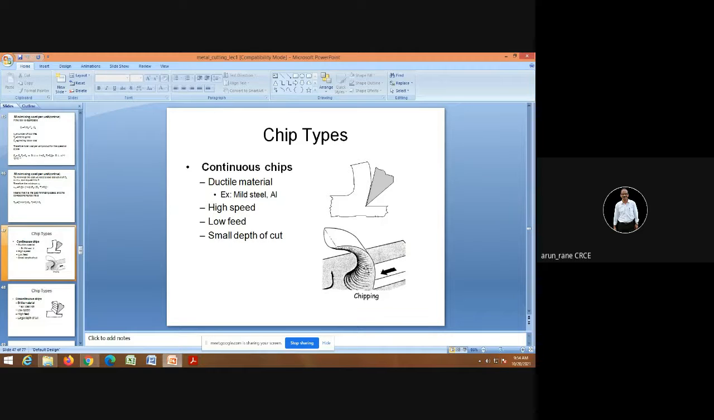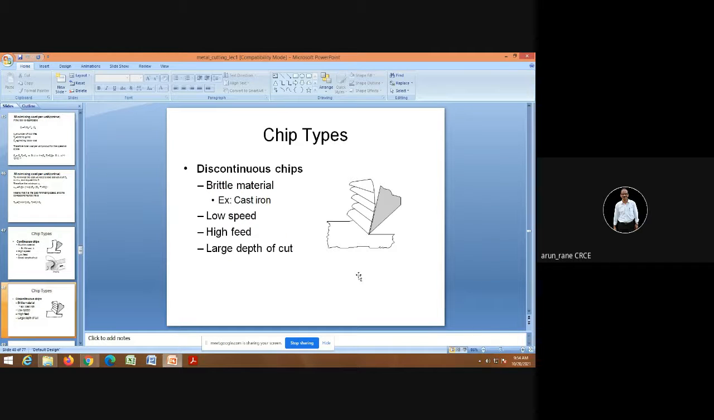So you have continuous chips. Continuous chips are always dangerous. The chips should be discontinuous. See, this is a tool, this is a workpiece, and these are the chips. So chips should be discontinuous. It should not be a continuous, single chip. Continuous नहीं होना है. It can hit the operator or nearby people.